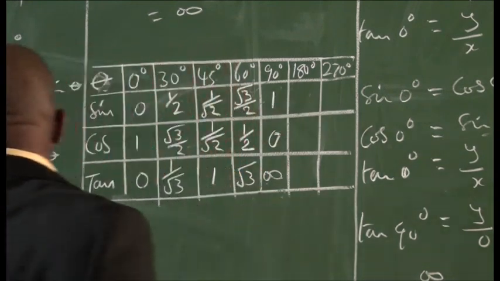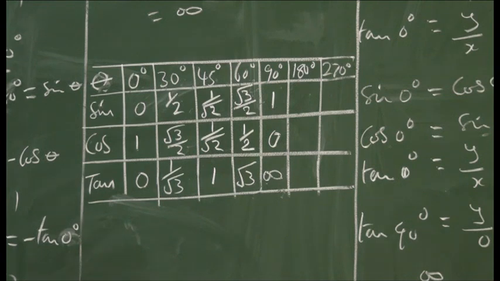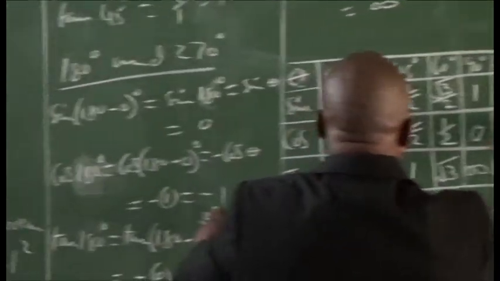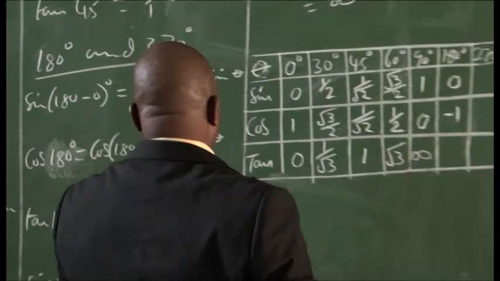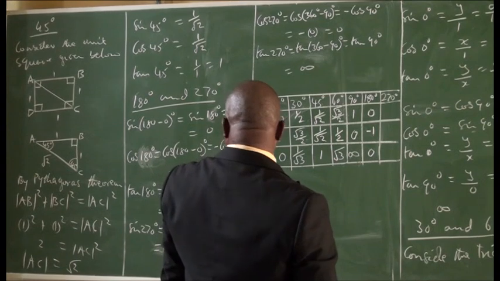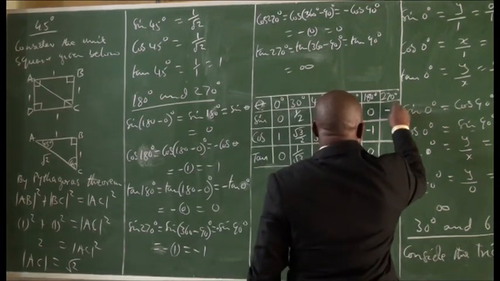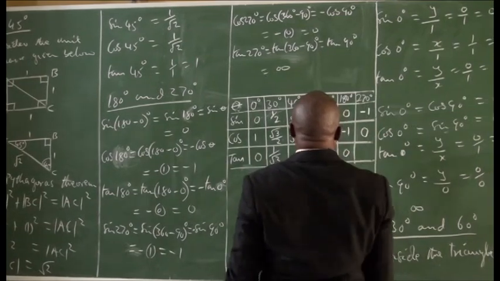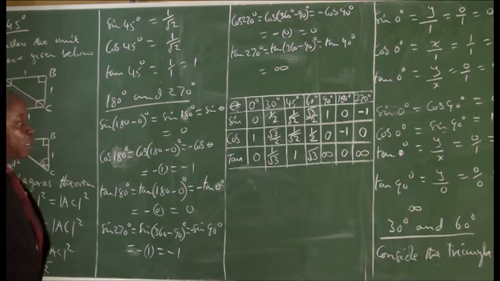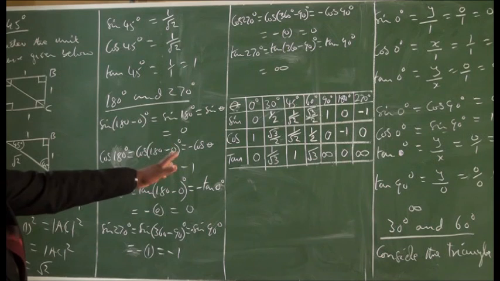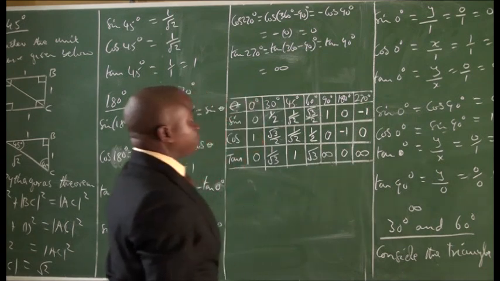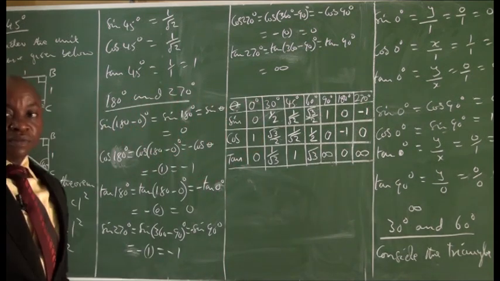At 180, sine 180 is 0, cos 180 is minus 1, tan 180 is 0. Then 270: sine 270 is minus 1, cos 270 is 0, and then tan 270 is not defined. So we can prepare the table in this way, which gives the values in the range from 0 to 270 degrees.